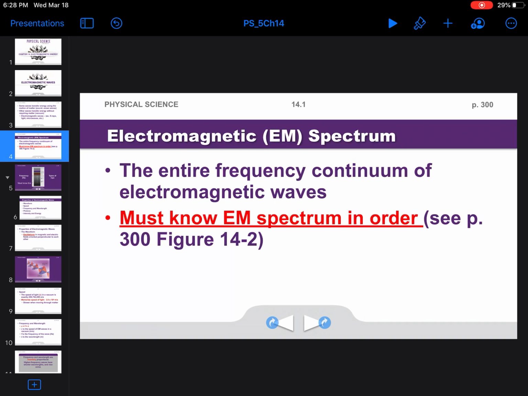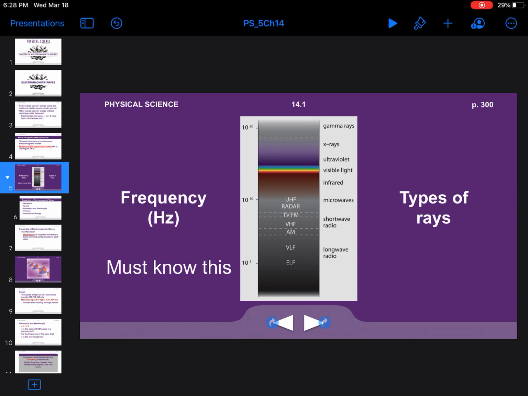You must know the electromagnetic spectrum in order, and you need to see page 300, figure 14-2. Here you will see a picture of the electromagnetic spectrum. You do need to know this in order. You can do it from the top, starting at gamma rays, down to the bottom of long wave radio waves, or you can start at the bottom, long wave radio, and go up to the top, gamma rays. But you need to know them in order. Me and Miss Arthur will be checking, and you will have a quiz on that. So be prepared for that in the coming days.